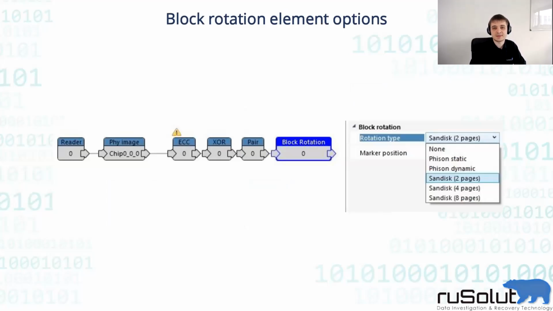This element has a really simple interface, only two options: block rotation type and marker position. Block rotation type has 5 possible variants to choose from: 2 for Phison controllers and 3 for Sandisk controllers. Marker position points to the exact rotation marker position, and this option fills automatically once you choose the correct rotation type for your case.